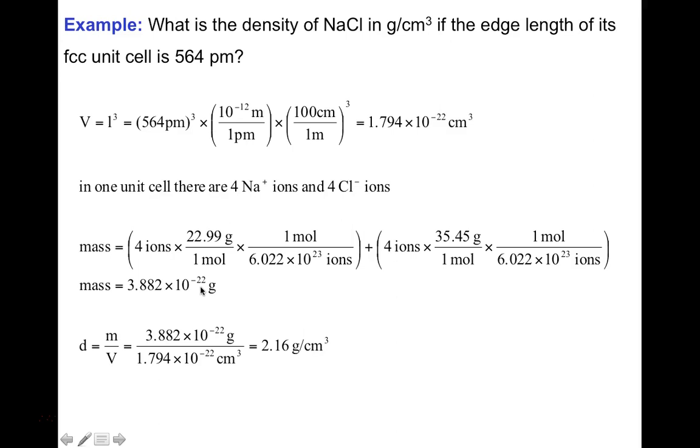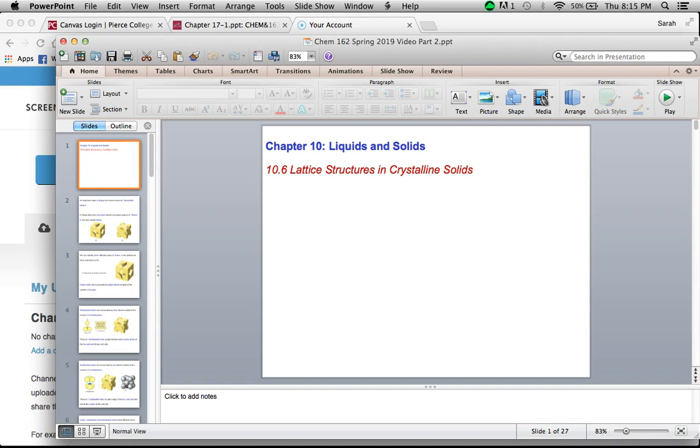Calculating the density in grams per centimeter cubed from here is fairly trivial. I just take the mass, divide it by the volume, and I am done. Typical densities are going to be around 1 gram per centimeter cubed at the lower end, and maybe 30 grams per centimeter cubed at the extreme high end.